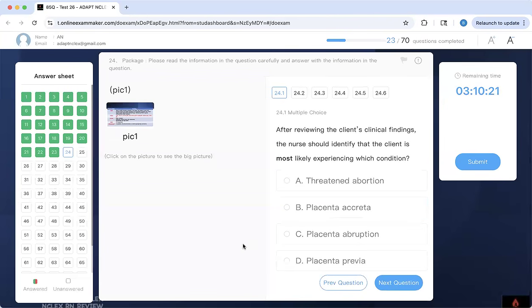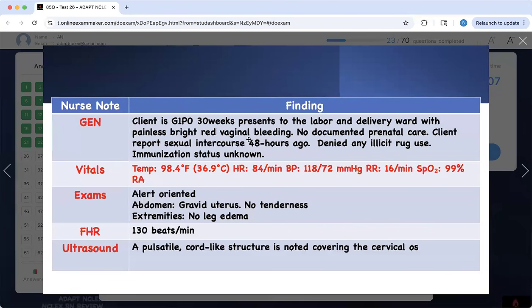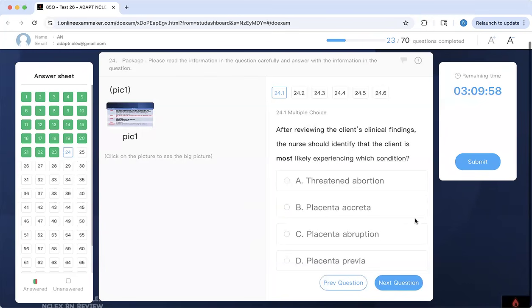After reviewing the client clinical finding, the nurse should identify that the client is most likely suffering from what? Is this a threatening abortion? Is this placenta accreta? Is this placenta abruption? Is it placenta previa? Look at it again. Painless vaginal bleeding after sexual intercourse. This finds pulsating cord-like structure covering the cervical os. This is the buzzword you should focus on. But I can tell you this is previa.